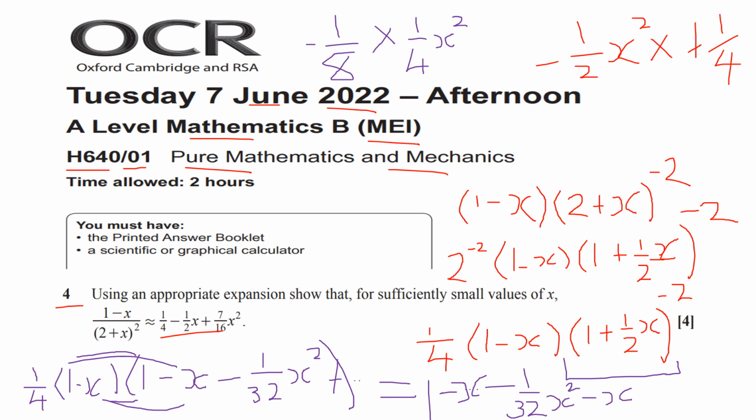Oh, what am I doing? Sorry, I've lost track of my working. Plus dot dot dot. Remember that this is all being multiplied by a quarter at the end. So let's obviously collect like terms. So let's write that as 32. So what would that be? That will be minus 1 plus 32. That'll be 31.